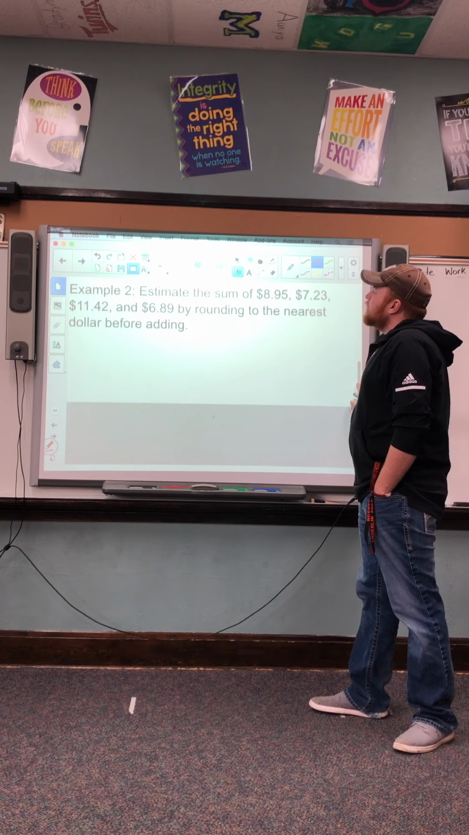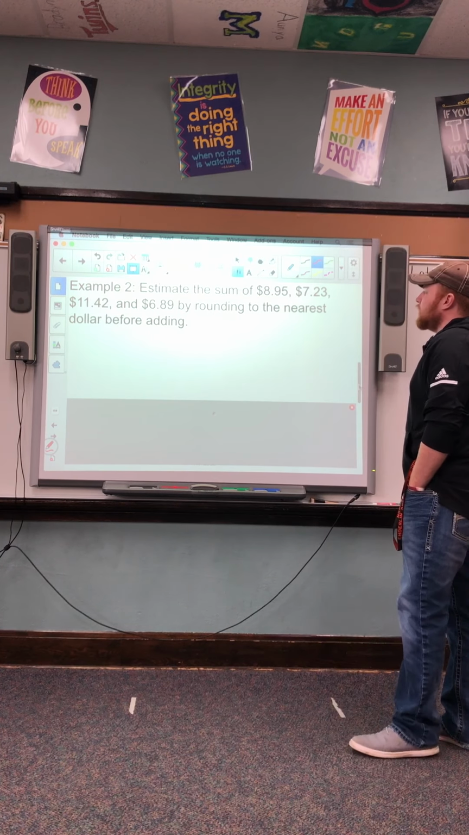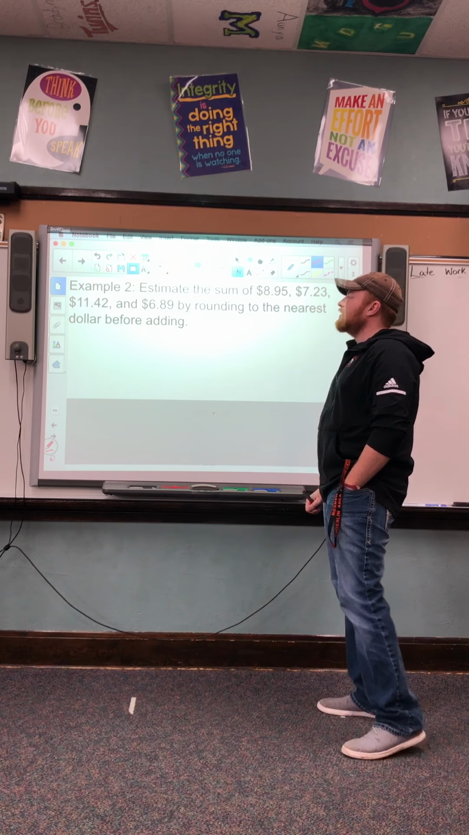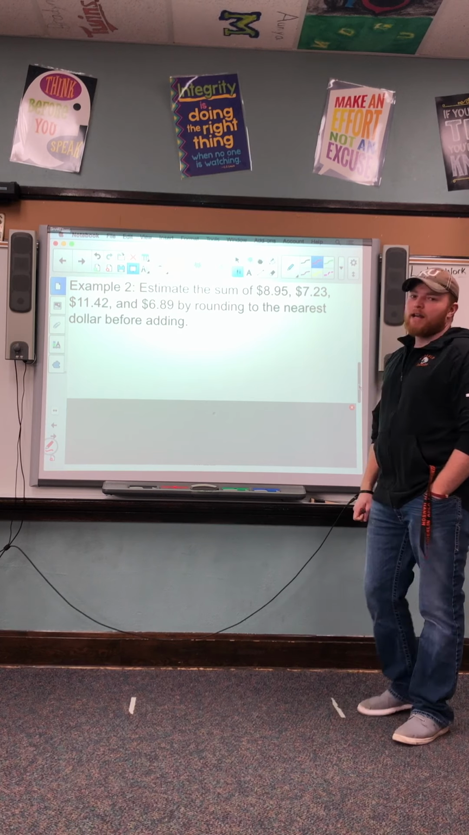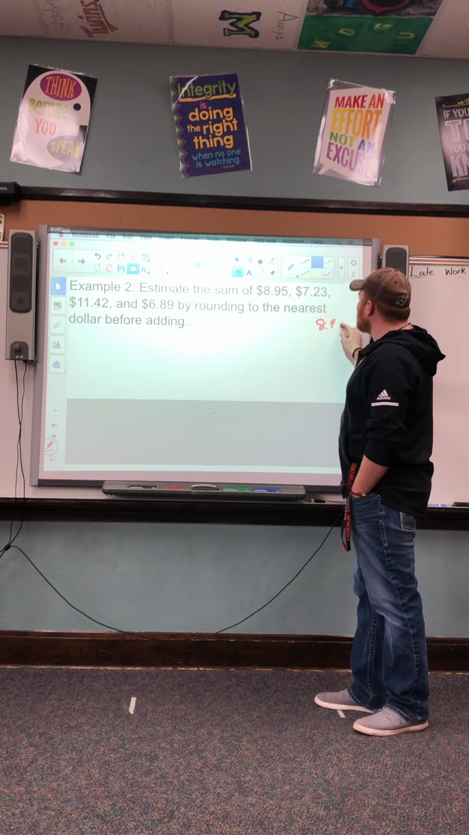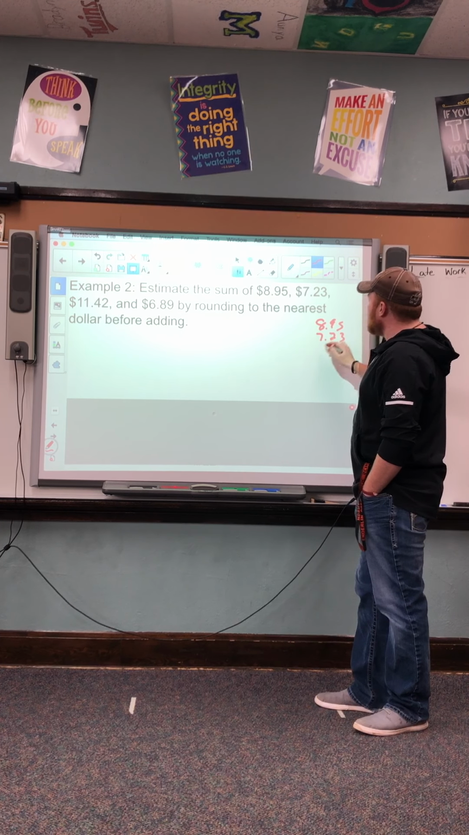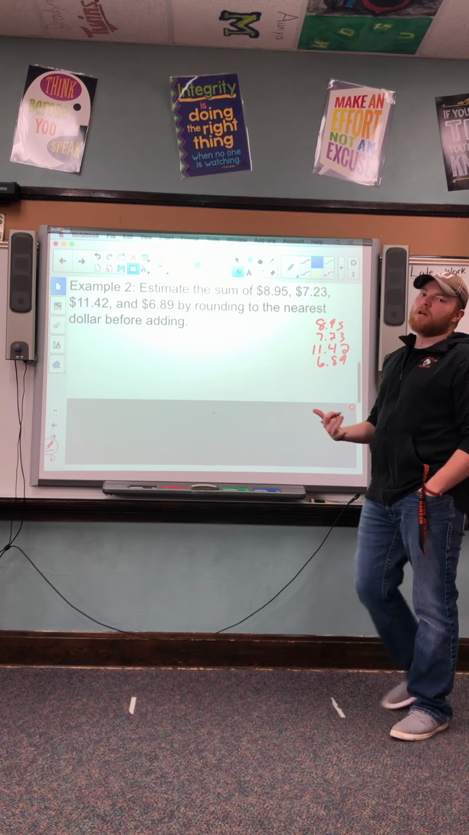Example 2. Estimate the sum of $8.95, $7.23, $11.42, and $6.89 by rounding to the nearest dollar before adding. So they don't want an exact answer. They don't want $8.95, $7.23, $11.42, $6.89. They don't want the exact answer. They want you to round it.